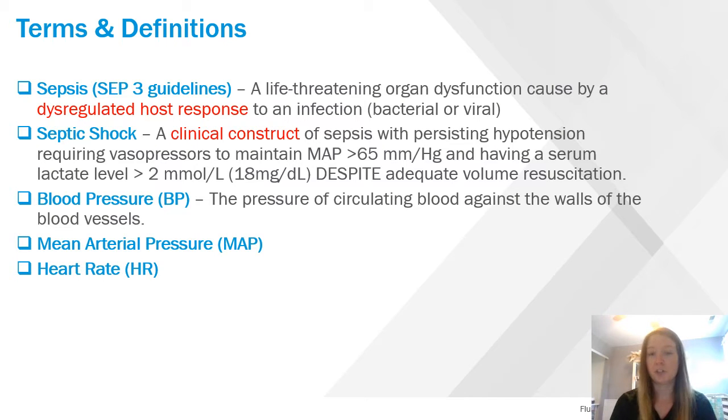Next is blood pressure, which you are all very familiar with, but it's the pressure that circulating blood exerts against the walls of our blood vessels. So we have a systolic, which is the top number, and that's whenever our ventricles are contracting and it's at its highest point. And then we have a diastolic, which is the low number on the bottom, and that is when the heart is at rest. And then of course we have our MAP and our heart rate.